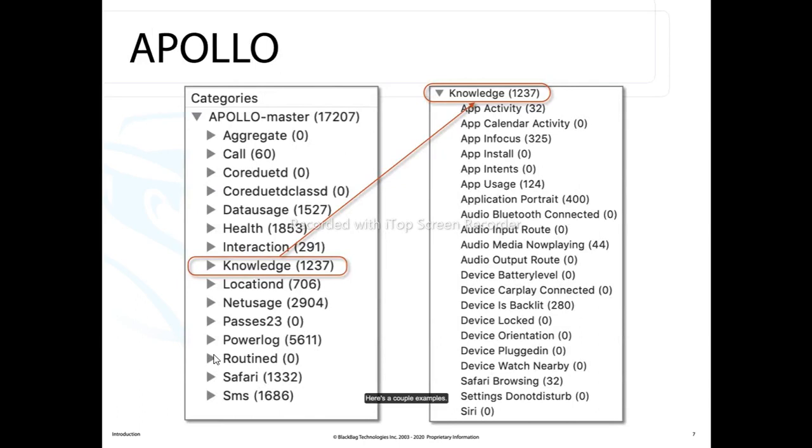Here's a couple examples. Right here we're highlighting the knowledge data, and we open it up and you can see some entries here for app usage, device lock, device plugged in, Siri. So you can quickly see how this can help you in your investigations, and going through that data can help you bring out more valuable information from that evidence.